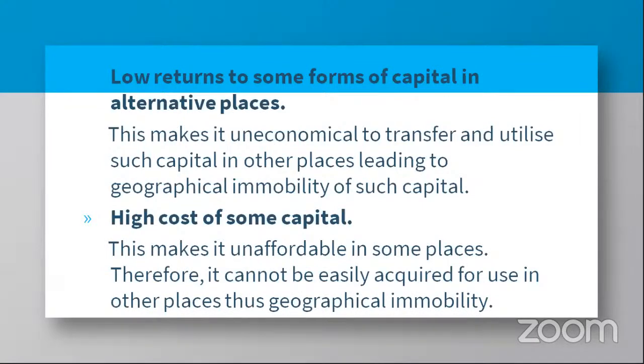High cost of some capital. Some capital is not affordable in all the areas, and very expensive capital might not be used in areas where they cannot actually afford it. So we are saying this makes it unaffordable in some places. Therefore, it cannot be easily acquired for use in other places. That's geographical immobility. There is capital which is very expensive, and this capital might not work in less developed countries, for example. Therefore, it will be useless to transfer that capital from where it can work better to an area where it will not work for you better. So those are the determinants of capital immobility.